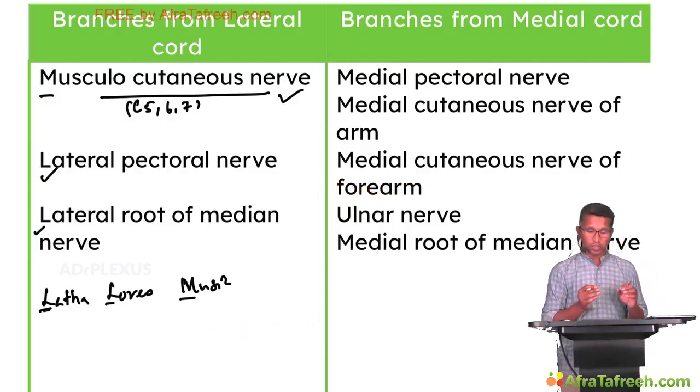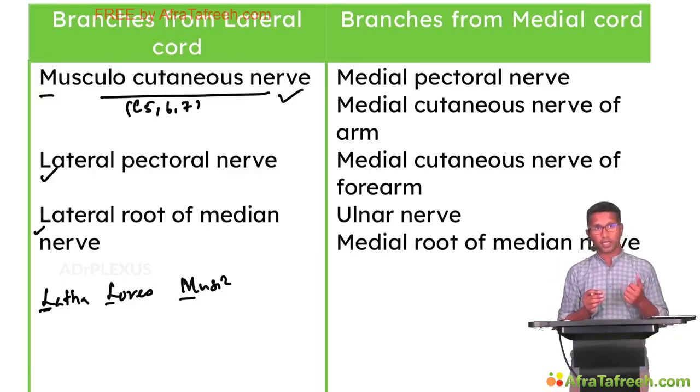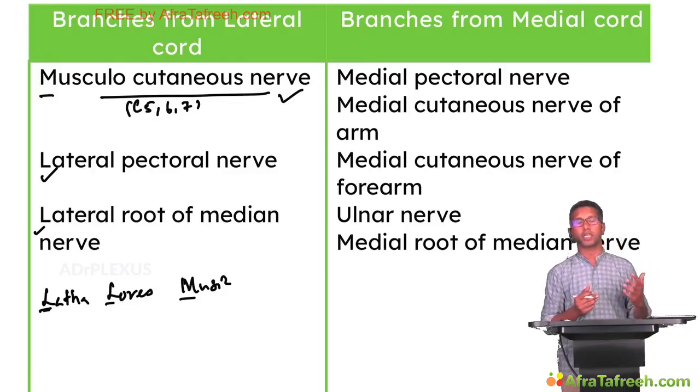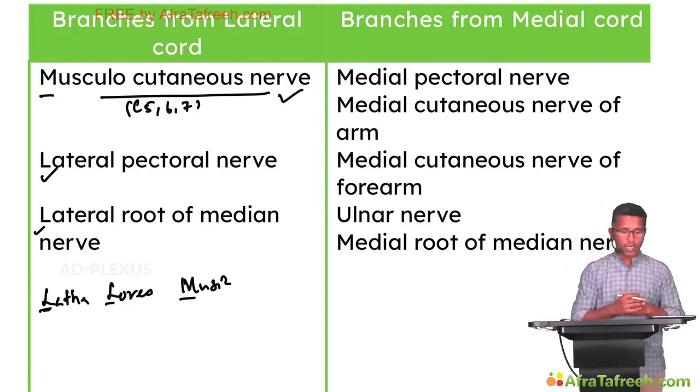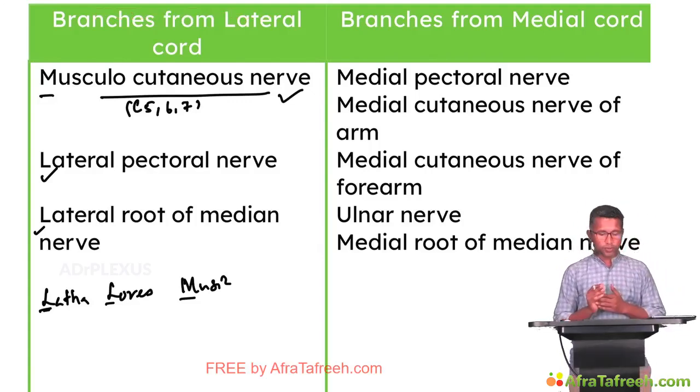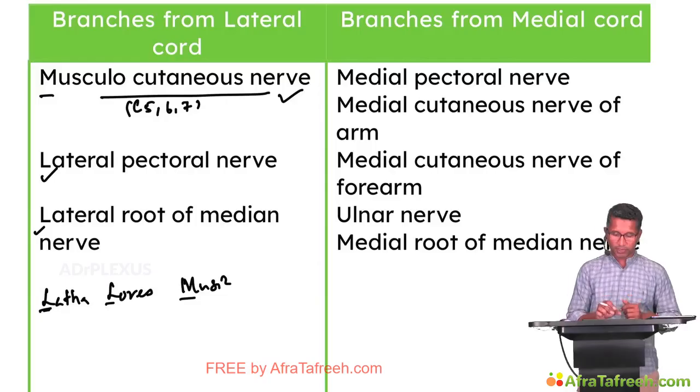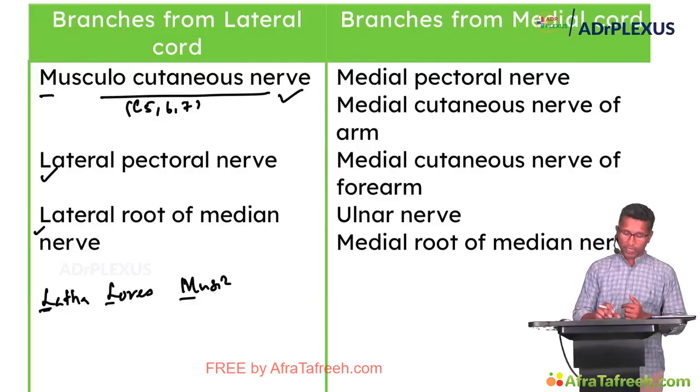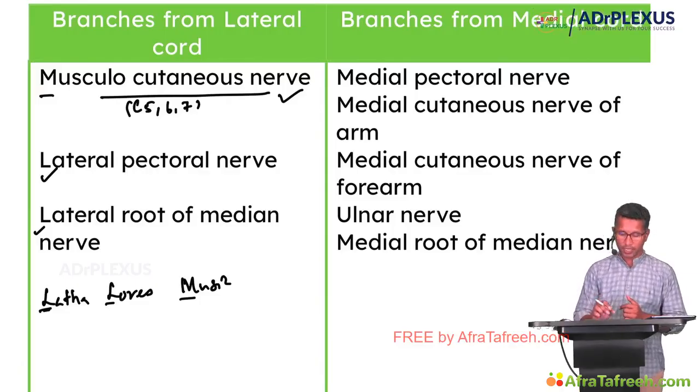The musculocutaneous nerve is one of the important branches, and the lateral root of median nerve, which is going to form the median nerve, is again an important branch here, guys. Okay, so what we are discussing is the branches from the cords. The first one is the lateral cord of the brachial plexus. From the lateral cord we have got these three nerves.